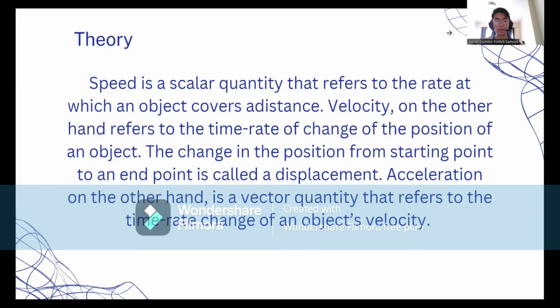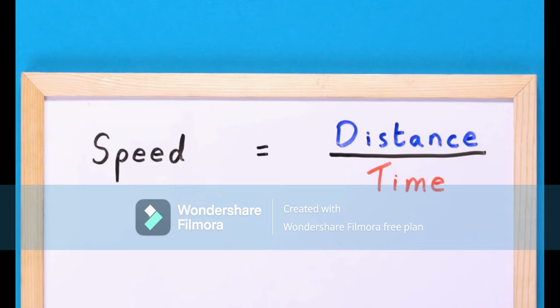So, for a brief understanding of the theory of this experiment, speed is a scalar quantity that refers to the rate at which an object covers a distance. It is also known as the average speed, since it shows the distance over time ratio and is given by the formula distance over time.